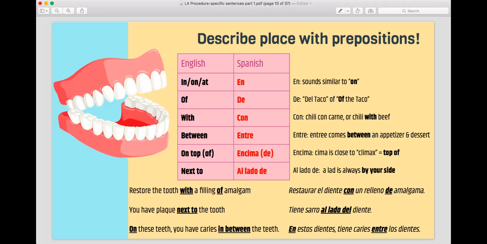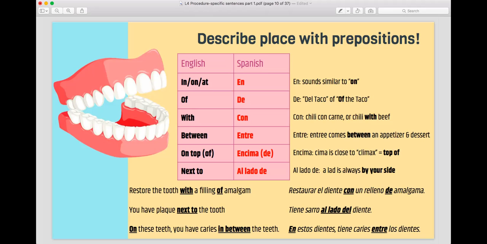Encima, cima is close to climax, top of. So encima de means on top of. Al lado de, we have a lad is always by your side. So next to is al lado de.